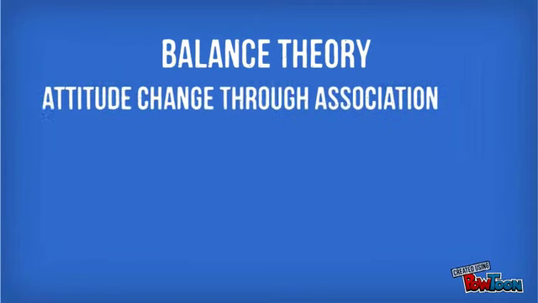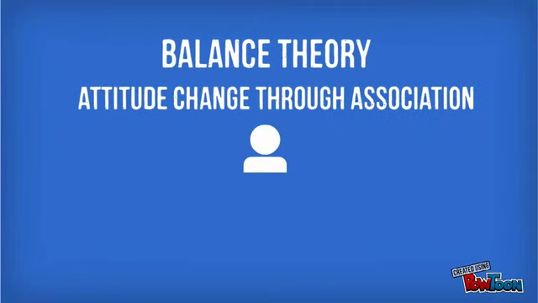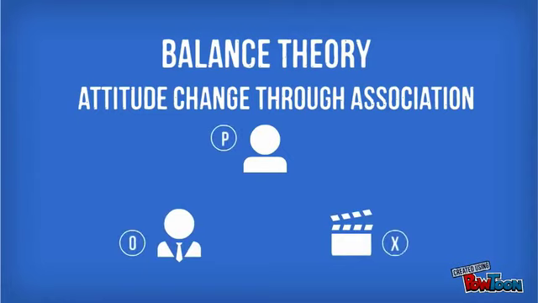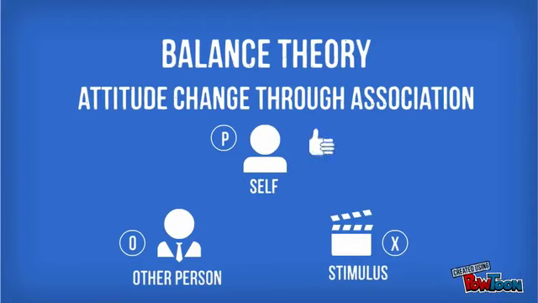Balance theory looks at how attitudes change when a consumer associates another person and a related stimulus. The balance theory, also known as the POX triad, contains 3 elements: self, the other person, and the stimulus. When you understand how the balance theory works, you will see that an individual associated with a brand can have a positive or a negative ramification on the consumer's attitude.